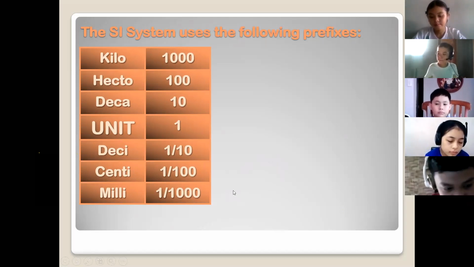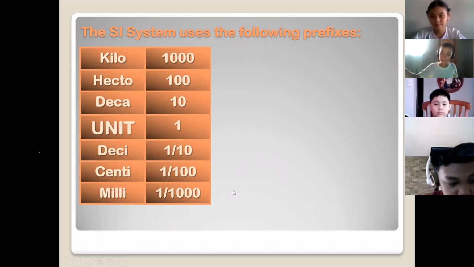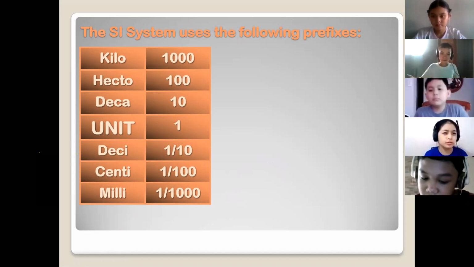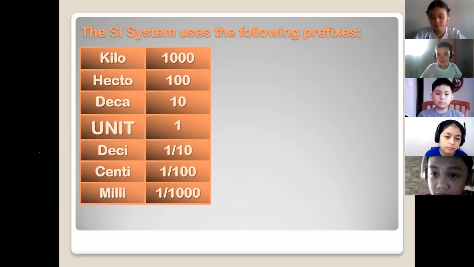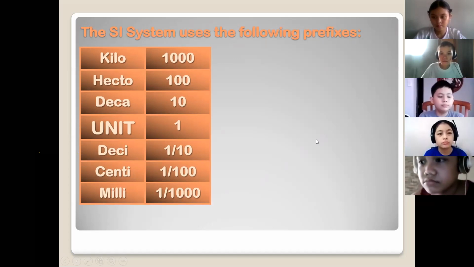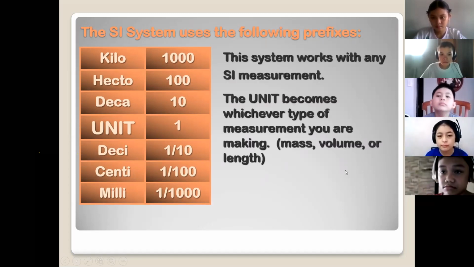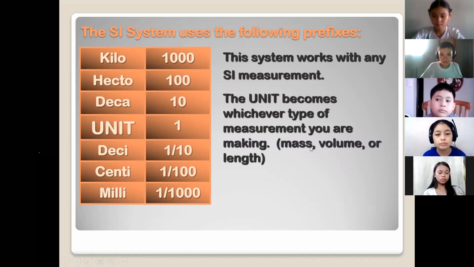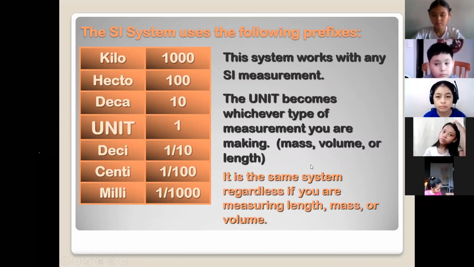Okay, so the conversion, this is the lighter side of conversion for the metric system class, because we just have to move one decimal value to the right or to the left depending on what conversion we are going to deal with. I hope the next slide will give us an example of this set of conversion. By the way, the base unit here, you can change this to meters, grams, or liters, depending on what measurement type we are going to convert, either mass, volume, or length.